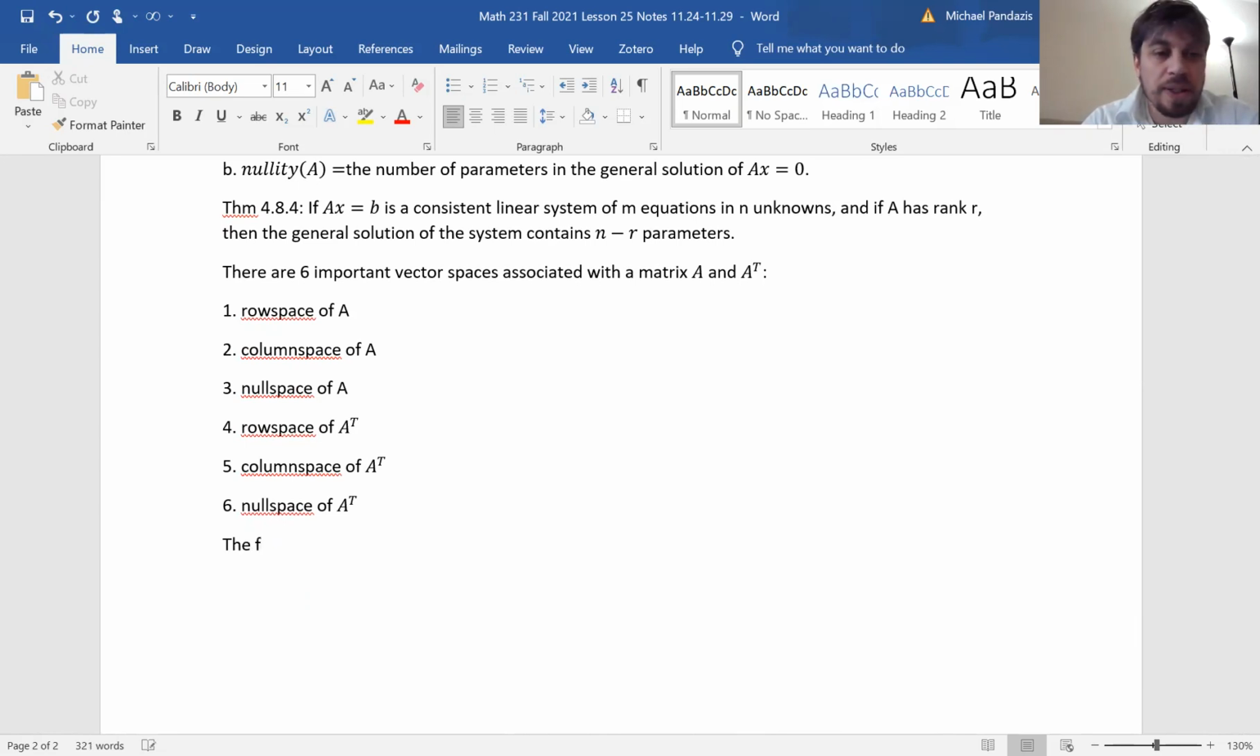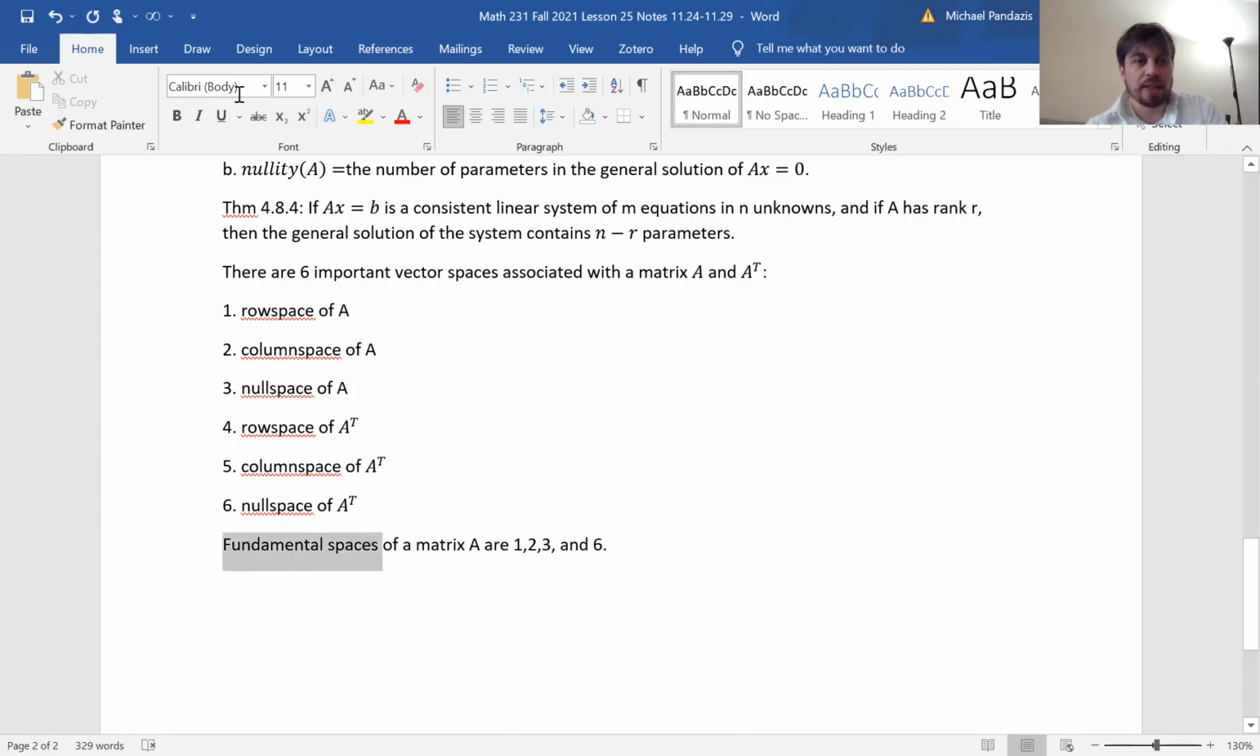So those 6 are 6 important vector spaces associated with A and A transpose. Okay, so the fundamental spaces of a matrix capital A are 1, 2, 3, and 6. Okay, so the row space of A, column space of A, null space of A, and null space of A transpose, those are the four fundamental spaces of a matrix A. Okay.